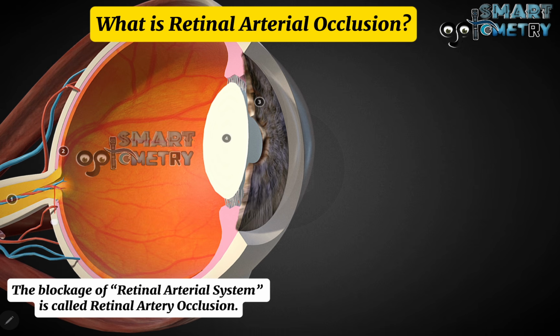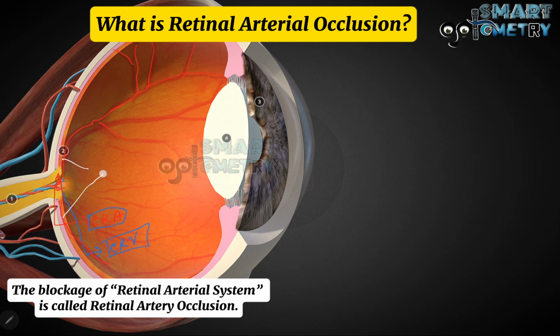Here the red one is our central retinal artery and the blue one is our central retinal vein. When the central retinal artery enters into the eye through the lamina cribrosa in this area, it divides superiorly and inferiorly. Then it is divided into branches to supply the whole retina. So these are the central retinal artery and these are the branch retinal arteries.